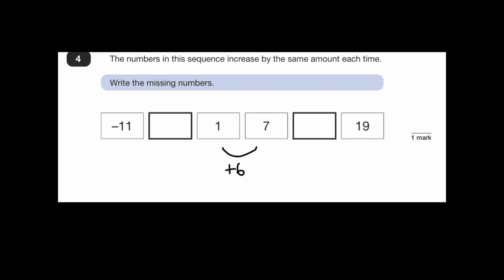So minus 11 plus 6 would be equal to minus 5. This is just to prove that the plus 6 works. But in the same way, 7 plus 6 will be equal to 13. And so the missing boxes were minus 5 and 13.